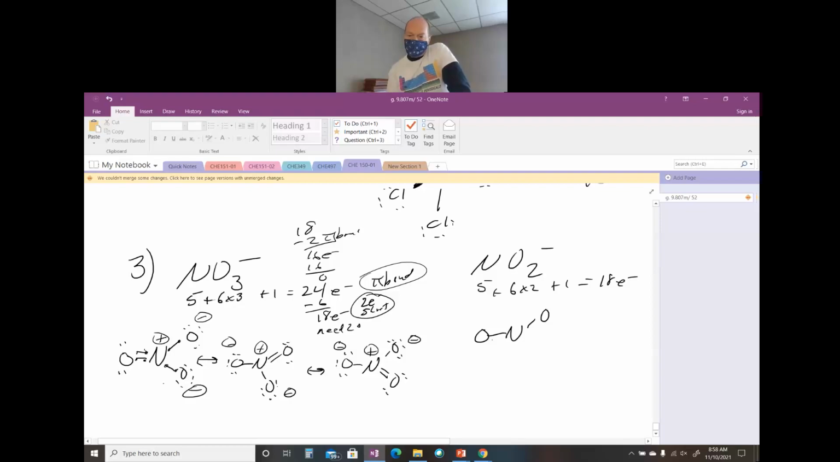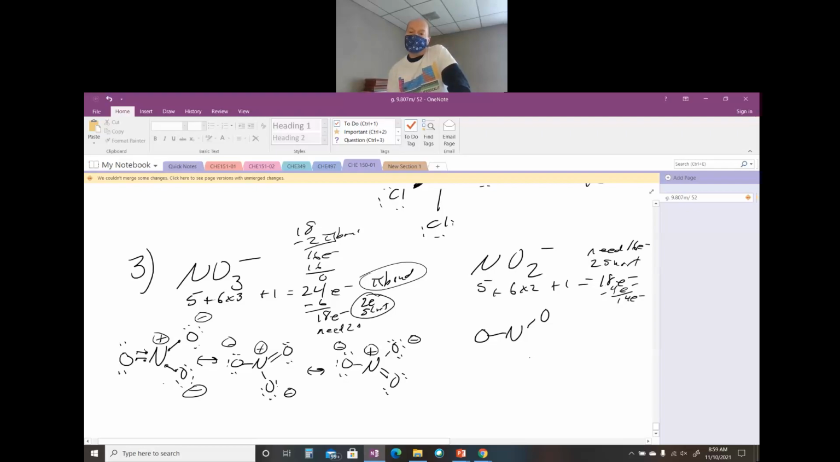All right, if we come over to our NO2 minus, we had our total valence electrons is 18. We only need to put in 2 bonds, so we subtract 4 electrons. We have 14 electrons. Each of the oxygens needs 6. That's 12. But the nitrogen now needs 4. And so that is 16. Again, we need 16 electrons. We only have 14. We are 2 short.